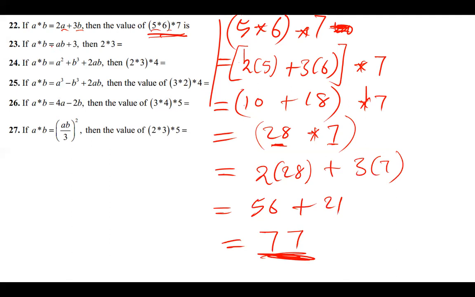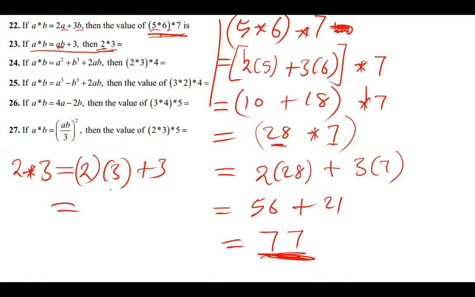Right, so this one is also straightforward. Just replace 2 and 3 where there's A and B. So we are just going to say 2 star 3 is equal to 2 times 3, then plus 3, which is 6 plus 3, which will give us 9. So these are straightforward. It's just a matter of following the brackets. You start with what is in the brackets, then you come and add the last number at the end.